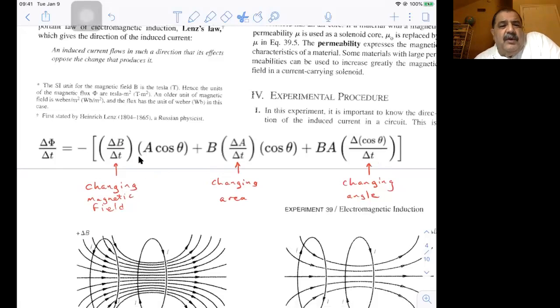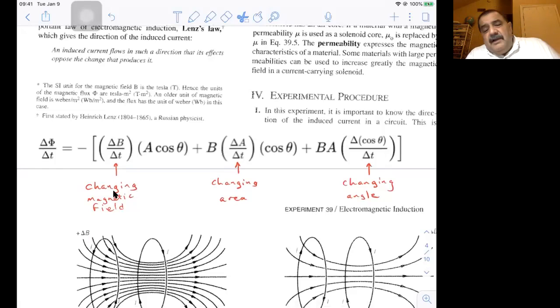And what does this mean? Well, in this portion, delta B over delta t means you have a changing magnetic field. And that's the one that we're going to be applying today, where as we insert a magnet into a coil of wire, you've got a growing magnetic field or a collapsing magnetic field. So delta B over delta t means a changing magnetic field.